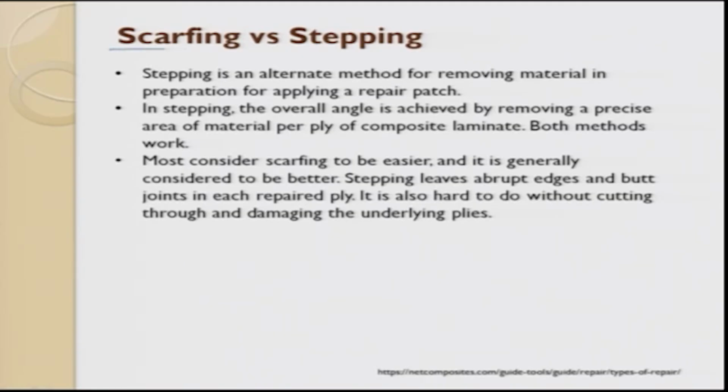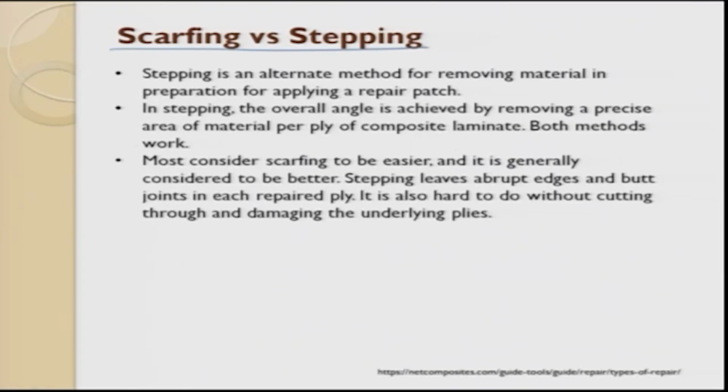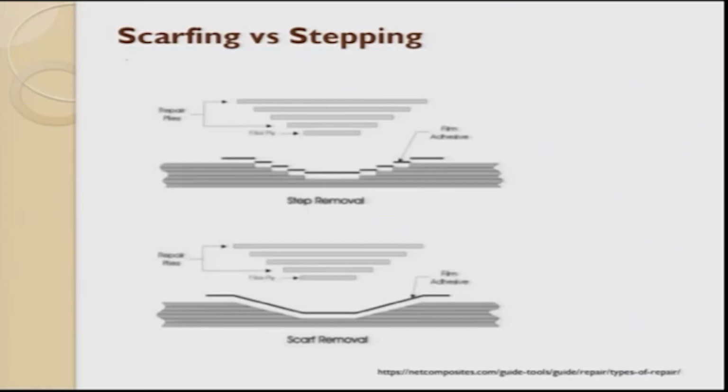So, scarfing versus stepping. Stepping is an alternative method. So, here in stepping what we do is we make it into steps, and in scarfing we make it as a tapered angle. So, that is the difference. Stepping is an alternative method of removing material in preparing for applying a repair patch. In stepping, the overall angle is achieved by removing a precise area of each ply of the composite laminate. Both methods, scarfing and stepping, work very well. So, here is what is stepping. Here this is what is called scarfing. So, you have a smooth transition here, and here it is not a smooth transition.